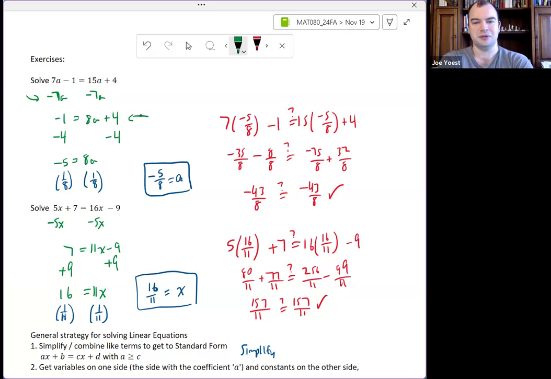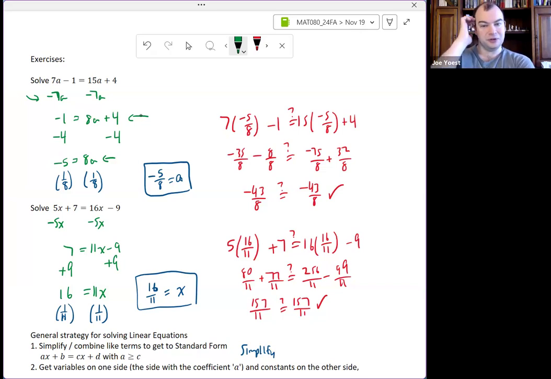8a plus 4 minus 4 just gives me 8a. And -1 minus 4 is -5. And I've now fully isolated the variable term. I get 8a equals -5. The 8a term is by itself.